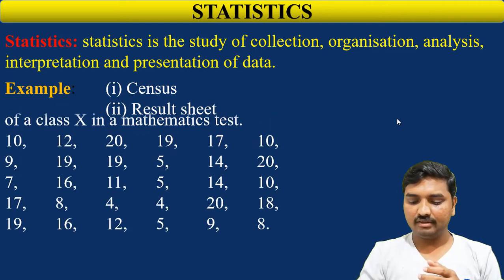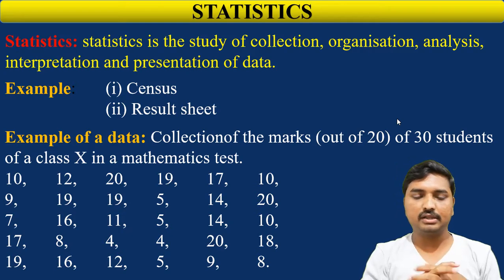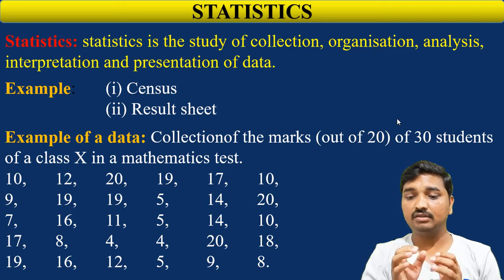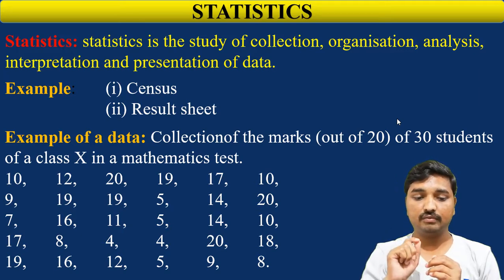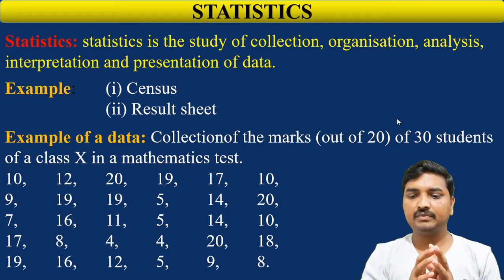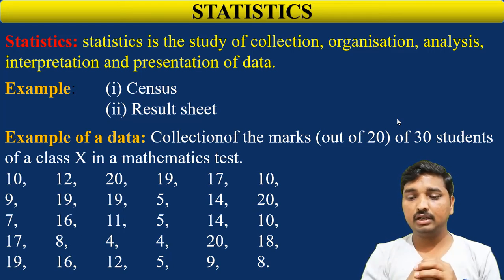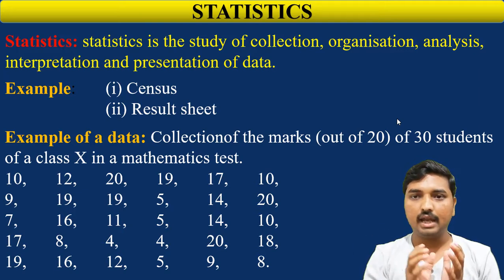So the next thing, now look here, I'm going to give an example of data. The collection of marks out of 20, which means the maximum marks is 20, of 30 students of a class 10 in a mathematics test. There are 30 students in a section, and they have written a mathematics test, and it is already evaluated. Out of 20 marks, the marks obtained by the students are like this: 10, 12, 20, 19, 17, and so on. The last two students obtained 8 marks, like this.